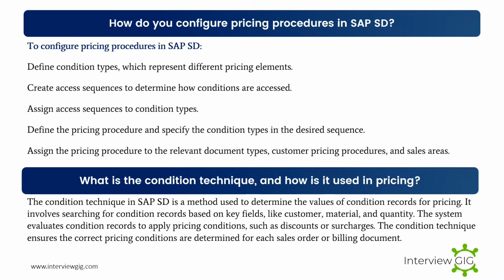What is a condition technique, and how is it used in pricing? The condition technique in SAP SD is a method used to determine the values of condition records for pricing. It involves searching for condition records based on key fields, like customer, material, and quantity. The system evaluates condition records to apply pricing conditions, such as discounts or surcharges. The condition technique ensures the correct pricing conditions are determined for each sales order or billing document.